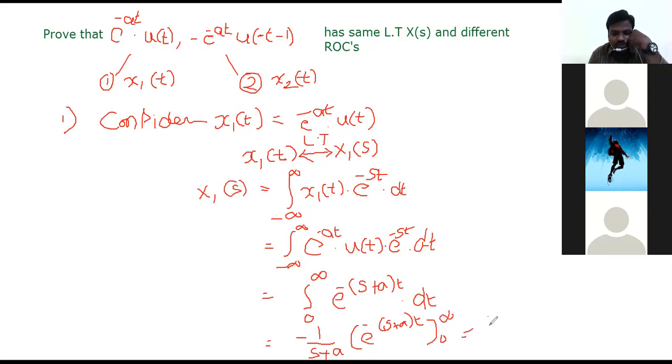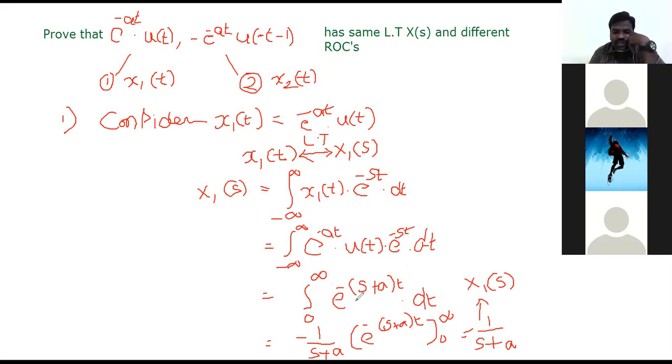So what will you get? Upon simplification, you will get 1 by s plus a. So finally this is x1 of s. Please do remember, we need to prove the same answer for the second case also. That means you are going to prove that x1 of s is equal to x2 of s. And finally, the Laplace transform of the given functions is equal to 1 by s plus a.